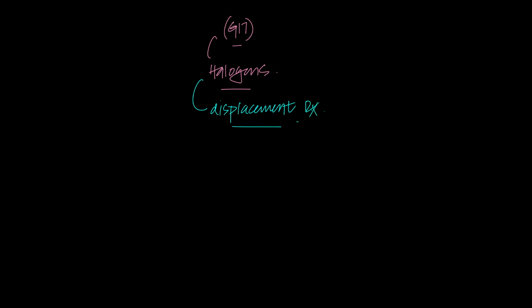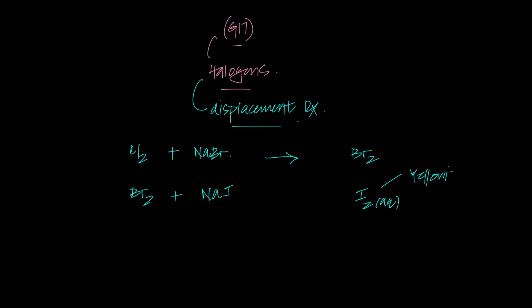We learned that when a displacement reaction takes place, for example, chlorine displaces the bromine in its salt solution of NaBr, or maybe bromine displaces iodine in its salt solution of NaI. What ends up happening is Br2 aqueous forms here, I2 aqueous forms here, and they're both yellowish orange, or yellowish brown. Yellowish brown is effectively orange. And the problem is it's difficult to distinguish between the two.